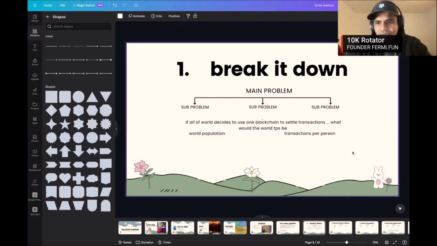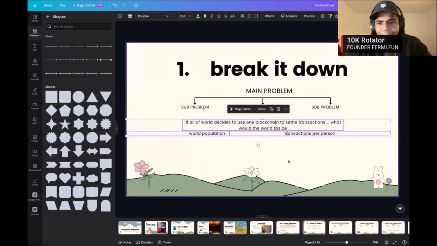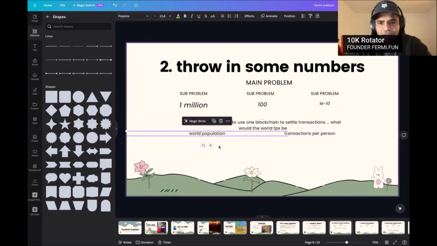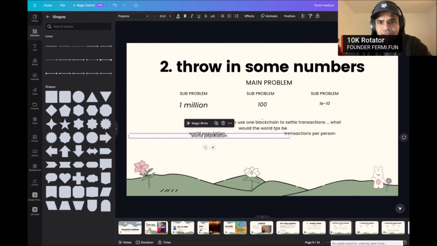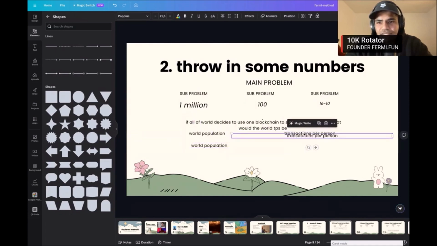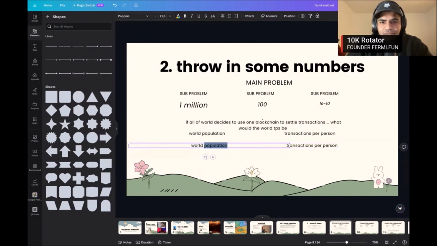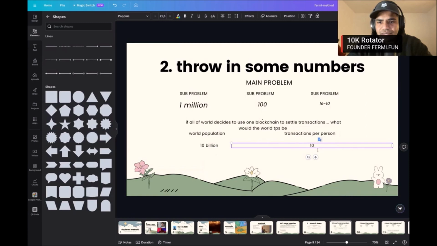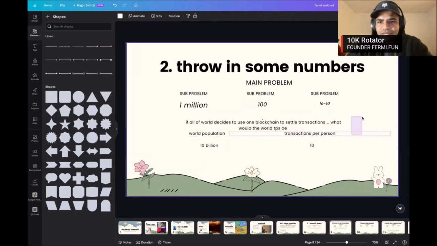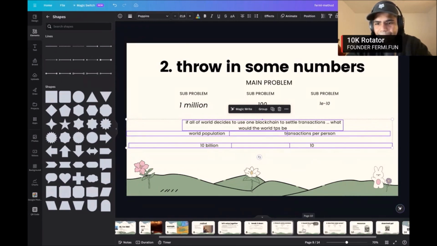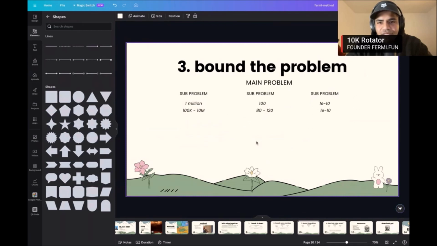So once you break it down like that, you throw in some numbers. We already know the world population, and we can have this as, let's say, 10 billion, just to get the order of magnitude. And let's say this is around 10, right? So we put in some numbers, and then we can bound the problem.